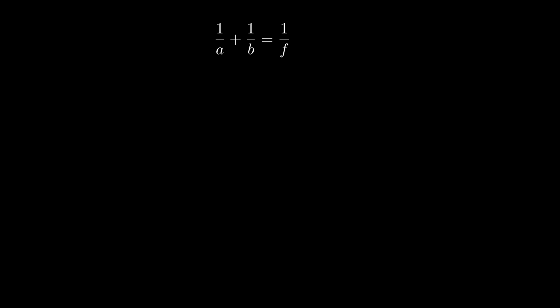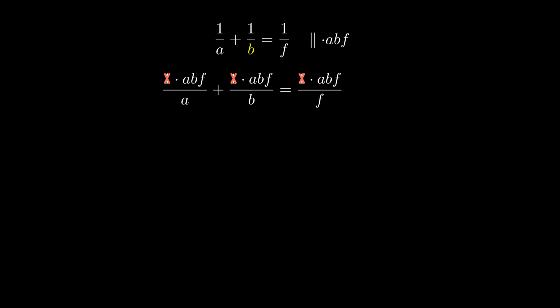To handle this, we multiply both sides of the equation by a times b times f, ensuring that every term's numerator is multiplied. Ones do not need to be explicitly written. In the first term, a divided by a equals 1. In the second term, b divided by b equals 1. And in the third term, f divided by f equals 1. Again, ones do not need to be shown.